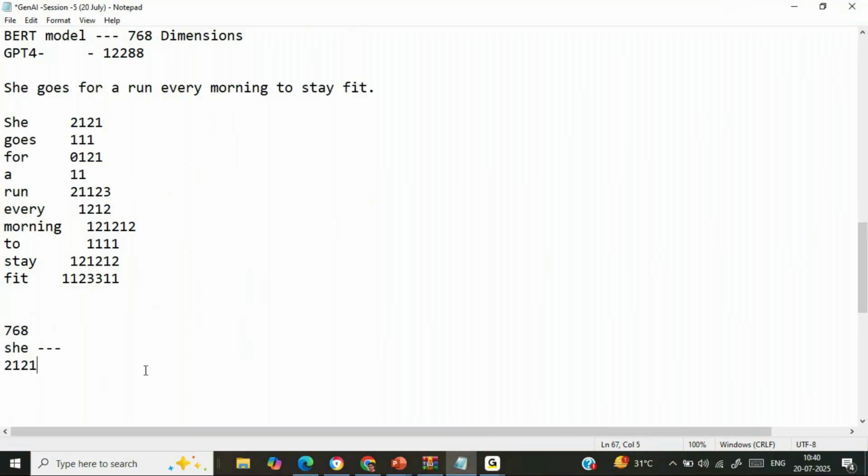Say 2121 is there, and for this we have say 0.001, and this is the zero dimension. On the zero dimension we have this value. On the first dimension we will have 2121, and the value is say 0.0012, in this particular way. So I will have 768 values with respect to the single token.